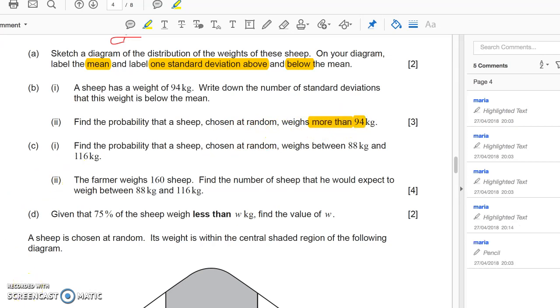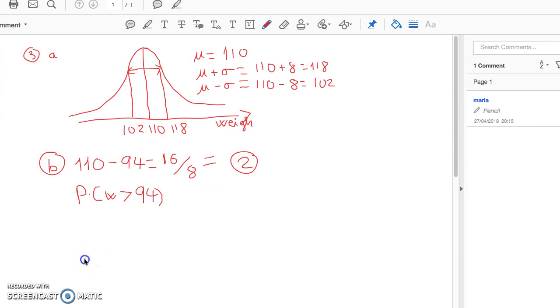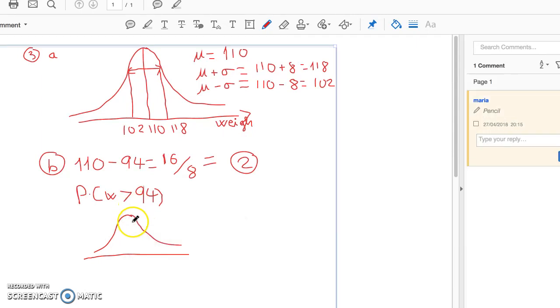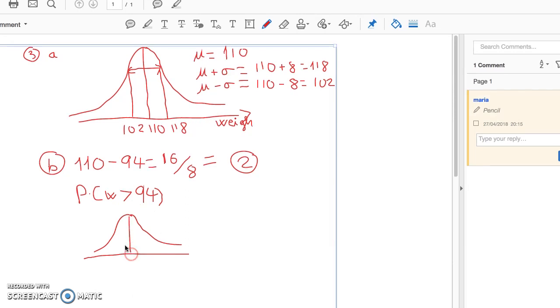B part two. Find the probability that a sheep chosen at random weighs more than 94. Probability of weighing more than 94. So I need to draw that in a diagram. What does this mean? I have my bell curve and I need to show more or less where the 94 is. That's my mean. 94 is 2 standard deviations below, 1 and 2. So more or less here is my 94, and I'm looking for this area, from here till the end. That gives me the probability of being bigger than 94.